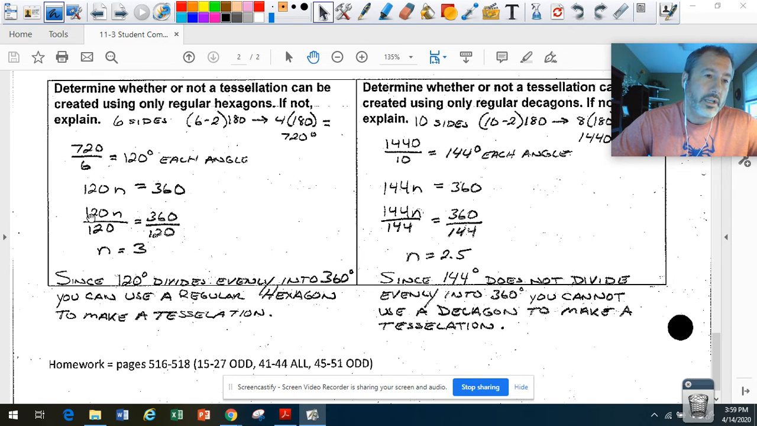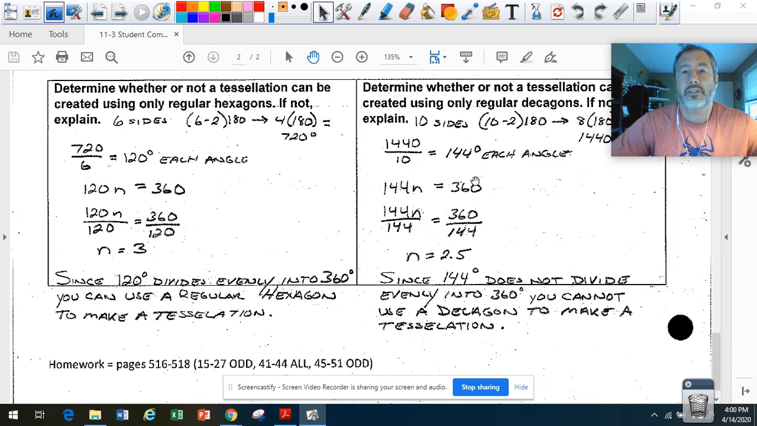So we take 120n equals 360. In order to get n all by itself, I'm going to divide both sides by 120, divide it out, n equals 3. So yes, that is a whole number. Since 120 degrees divides evenly into 360 degrees, you can use a regular hexagon to make a tessellation.